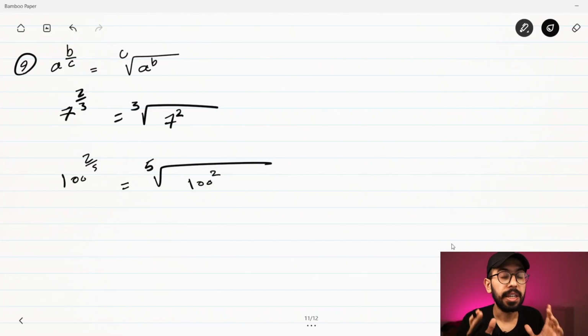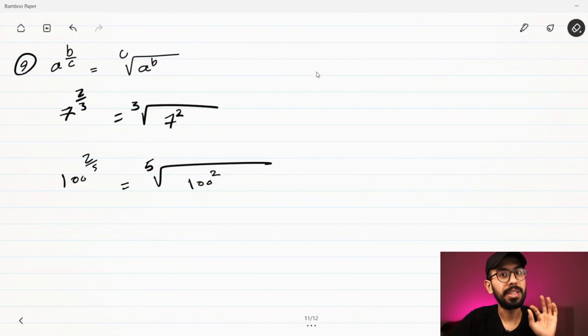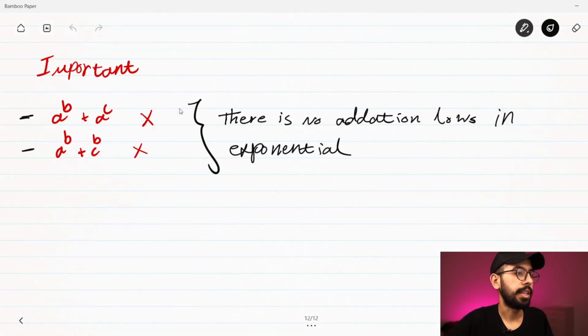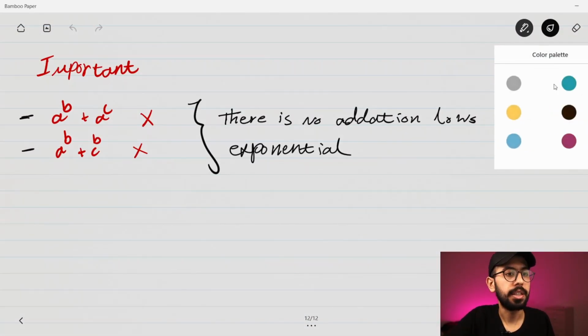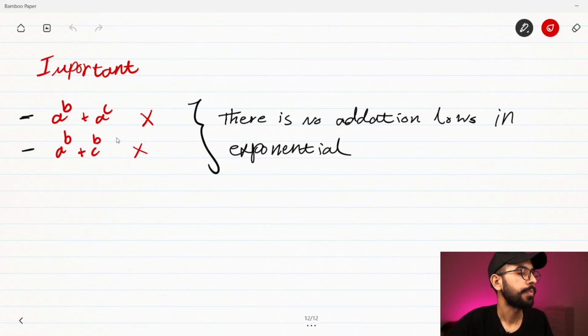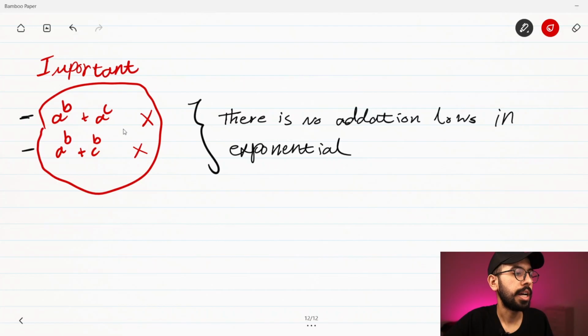This rule is very, very important in solving equations, because there are many hard equations where you have exponentials and radical roots, and you need to make them all roots or all exponentials in order to solve the equation. That's why this rule is very, very important. And we have a last tip. It's important. These two laws do not exist. In exponential laws, we don't have addition or subtraction.